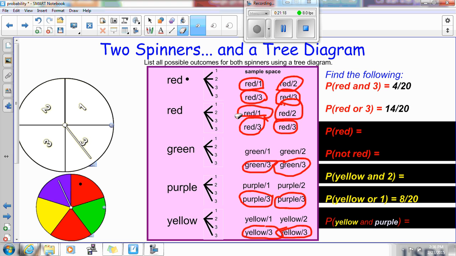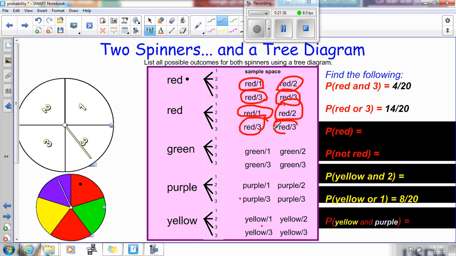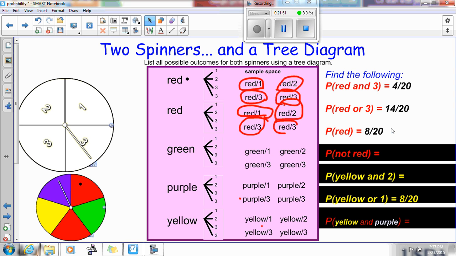The possibility of just a red. Well, erase all these that don't have red. How many times can it land on a red? How many different times out of all of these combinations? 8. 8 times it has the possibility of landing on a red out of 20. So you may have wanted to say 2 out of 7, but you got to remember, because we're doing both things at the same time, there's actually 20 possibilities now instead of 7. So 8 out of 20 times it lands on a red.